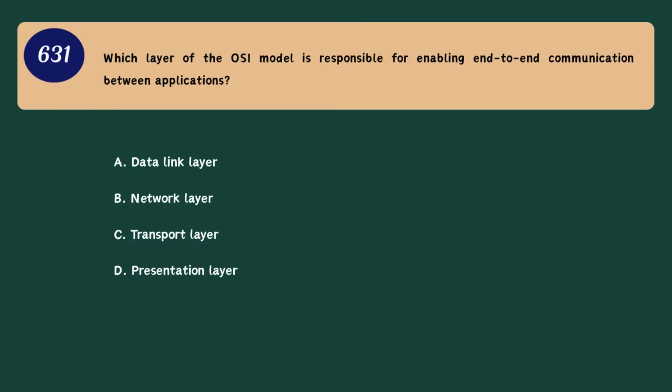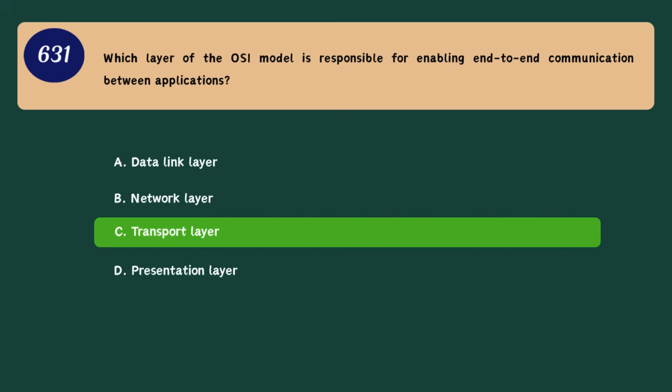Question 631. Which layer of the OSI model is responsible for enabling end-to-end communication between applications? A. Data link layer. B. Network layer. C. Transport layer. D. Presentation layer.